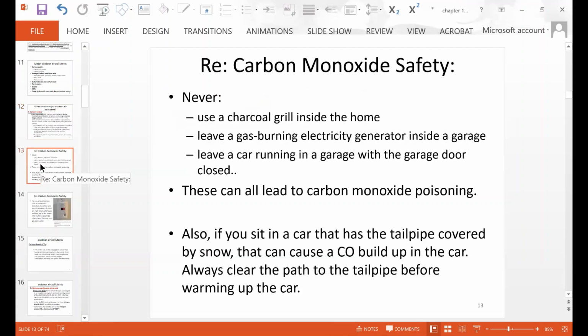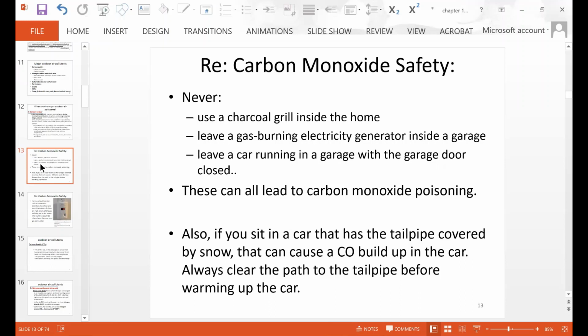So some carbon monoxide safety tips include never using a charcoal grill inside the home. Never leave a gas burning electricity generator inside a garage. And never leave a car running in a garage with the garage door closed. These can all lead to carbon monoxide poisoning.